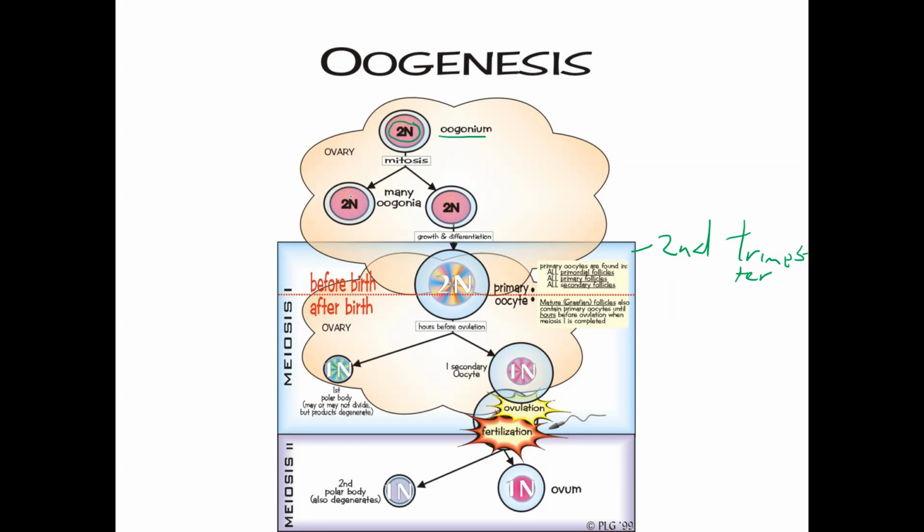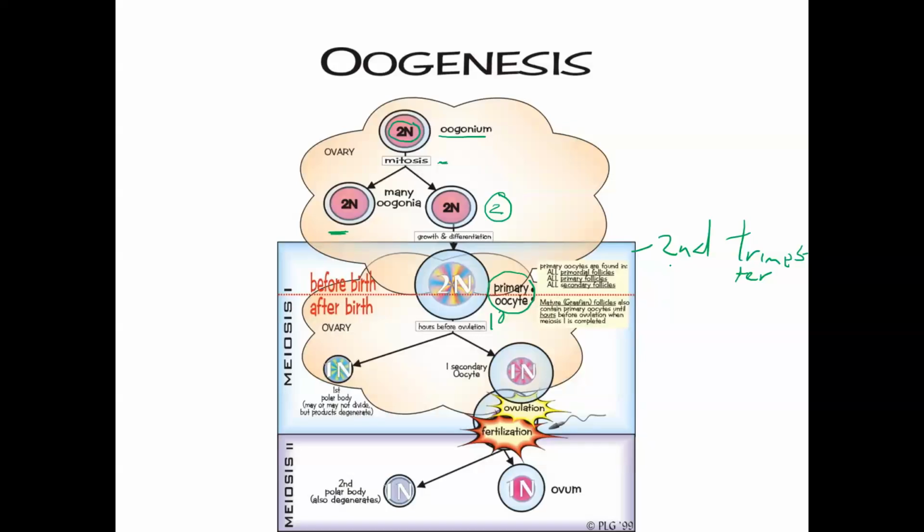Now, every time the oogonium replicates by mitosis, remember, mitosis gives you two cells that have the exact same DNA. So it goes through mitosis, you get another oogonia here, and you get a second one over here. The second oogonia then undergoes differentiation, right? And during differentiation, it becomes a primary oocyte. Remember, primary means one, the first, right? So it becomes a primary oocyte. And the second oogonia just replicates to make more oogonia and more primary oocytes, right?